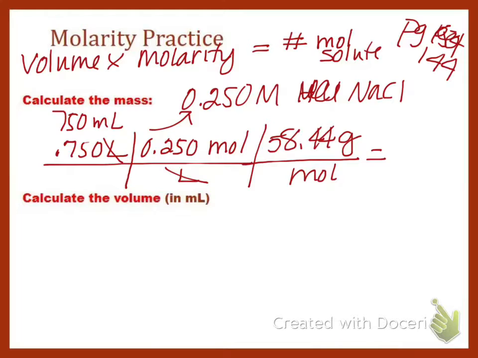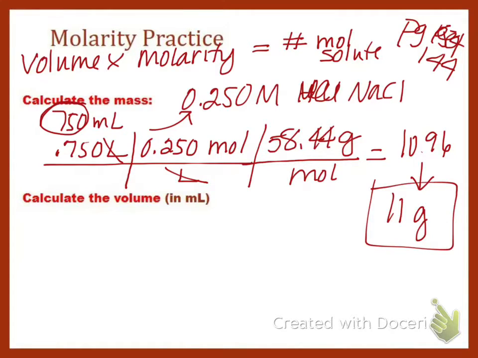So I would multiply all that, and I would get that I need a molar mass, and actually I need 2 sig figs right here because that's only got 2. So it comes out to be 10.96, so I would say 11 grams. And so I would go into the lab, I would get a mass of 11 grams of sodium chloride, and I would dissolve it into 750 milliliters of water. And when I did that, I would have a 0.25 molar solution.